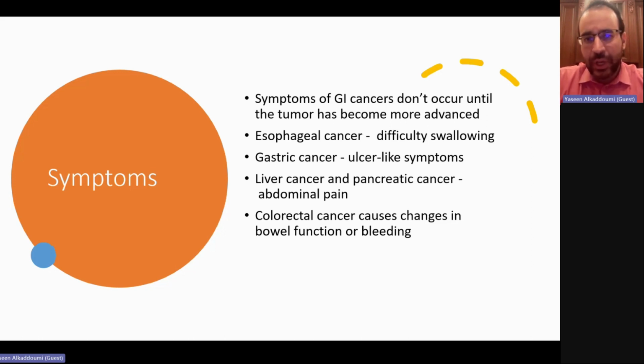Sometimes, being a hematologist, I also get referrals for iron deficiency. And as part of the workup of patients above the age of 50, I send them to get GI evaluation. So these are some of the symptoms.